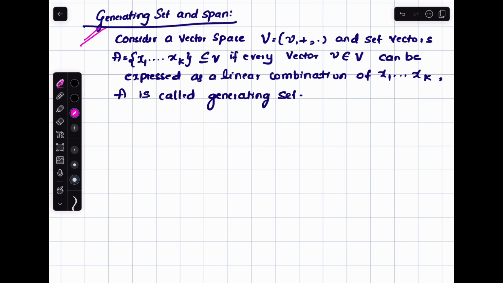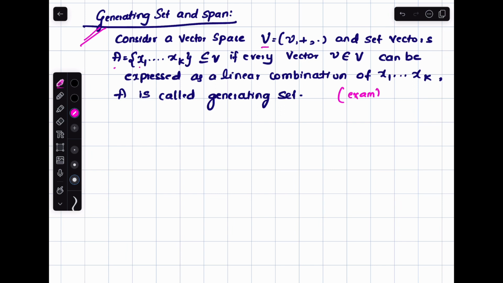So first we'll see what is generating set. When it comes to the exam, you have to write this particular definition, and you shouldn't change any words in it, because the definitions are very important and you cannot frame your own definitions. So that is it, and we will dissect what is generating set now.